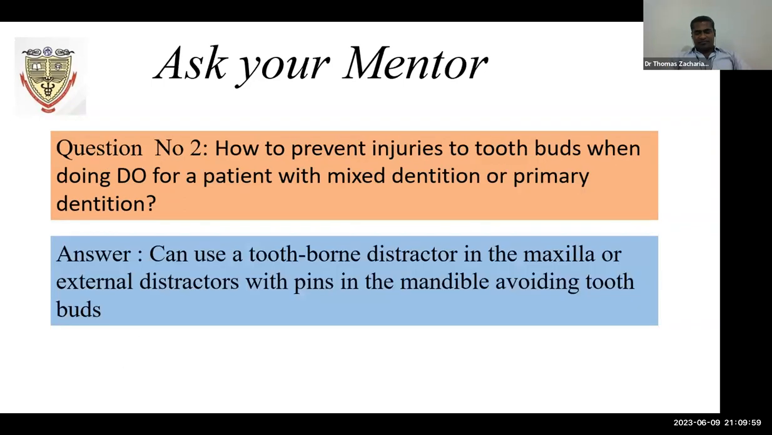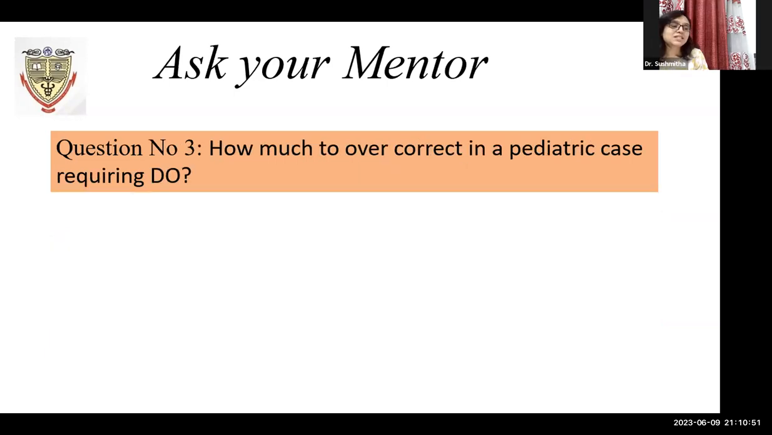Anything more to add? I would like to add that if avoiding injury to the tooth bud is going to be a problem, you can always use a tooth-borne distractor rather than a bone-borne one, so that there are no screws on the bone. Like Dr. Sushmitha said, for the mandible you can use the pins, but you'll have to put the pins in the lower border, away from the inferior alveolar nerve. But in the maxilla, you can always use a tooth-borne distractor. It's always a very challenging process to avoid injury to the tooth buds, because most of the patients are in the mixed dentition period or are young pediatric patients, where inevitably you're going to find tooth buds. Yes. So usually the pin distractors are used. Correct. Shall we go to the next question?